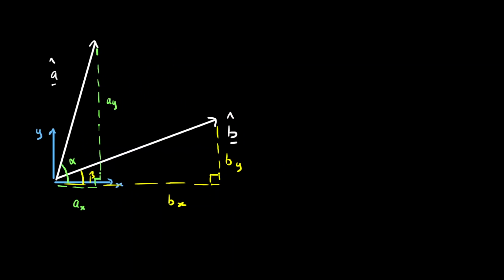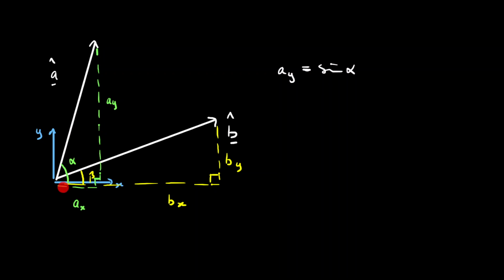Now we can do a little bit of trigonometry here, right? Because we've got a green triangle and we've got a yellow triangle. So let's just use the green triangle for the moment. We can say that sine of alpha is going to equal the opposite AY over the hypotenuse. And this is a unit vector, so the hypotenuse is 1. So we can write that out and say that AY is equal to sine alpha. Let's just double check that again. Sine alpha is opposite AY over the hypotenuse, which is 1. So AY is sine alpha.